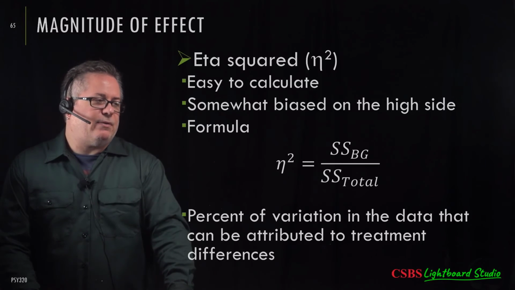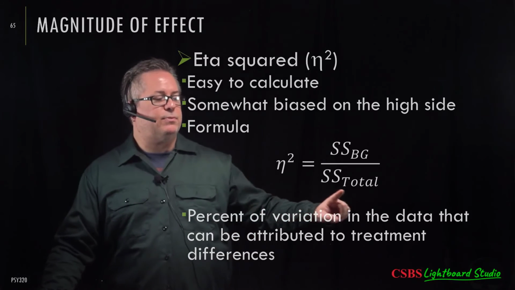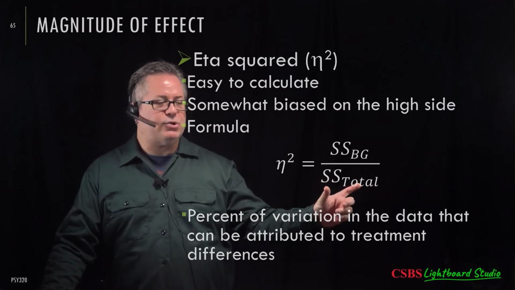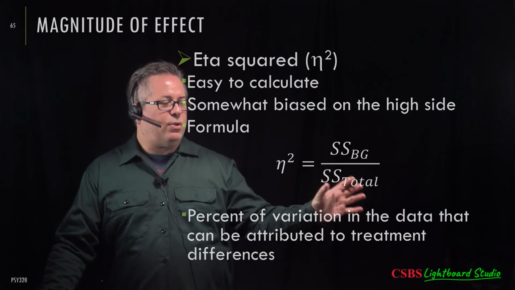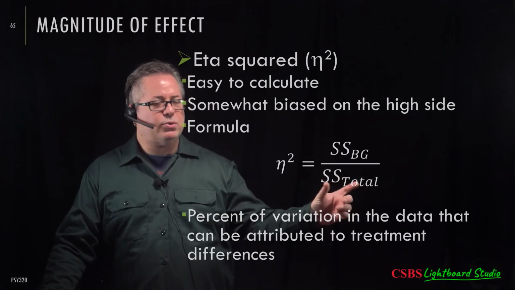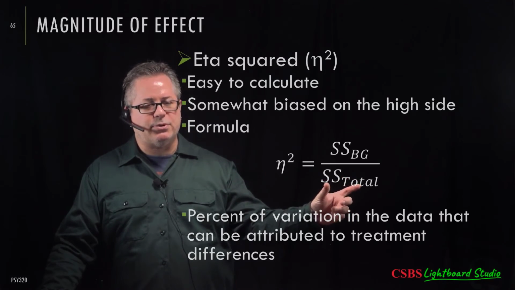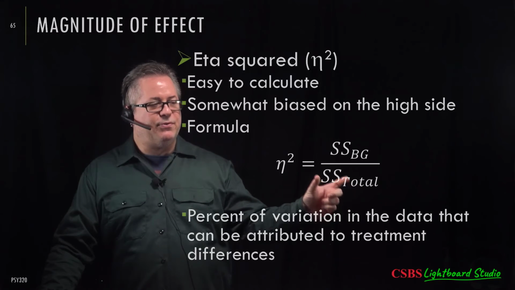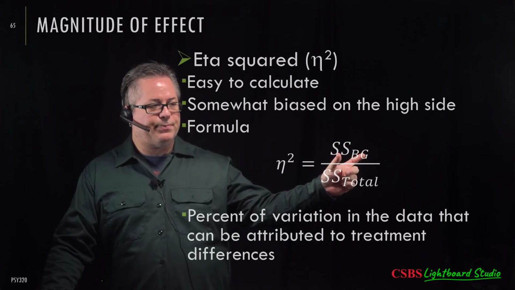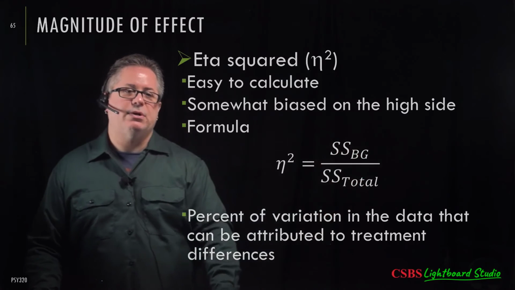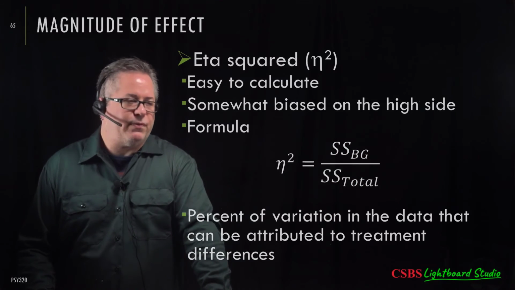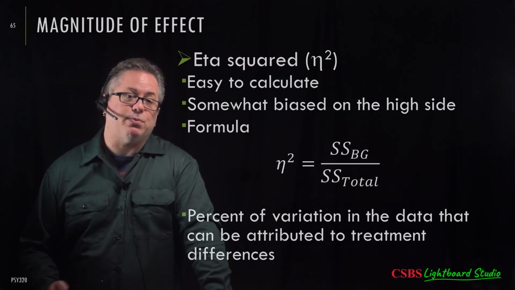So another way of saying that is, of the total variability, the total deviations that we have, we add up all the squared deviations and get a total sum of squares for all of those deviations around the mean. Well, how much of that total is due to variations between the groups? This gives us a percentage. The larger the percentage, the larger the group differences are, the more variability there is between groups.